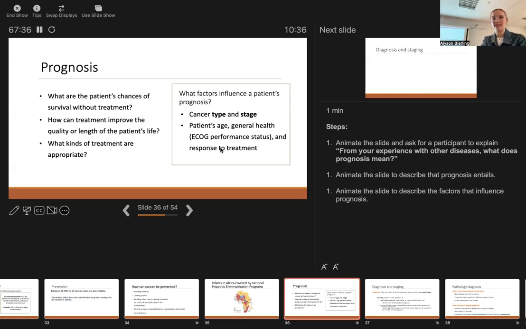And then the stage as well. A patient with a stage 1 cancer would have a prognosis a lot better than a patient with a stage 4 cancer. And then we also need to consider the patient's age and general health. We'll talk a bit more about how we evaluate that in the upcoming slides, and then response to treatment as well.